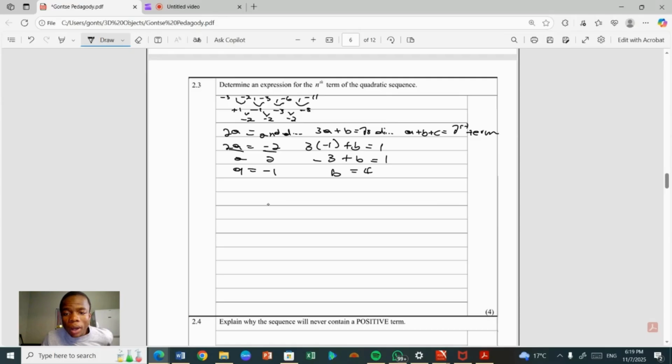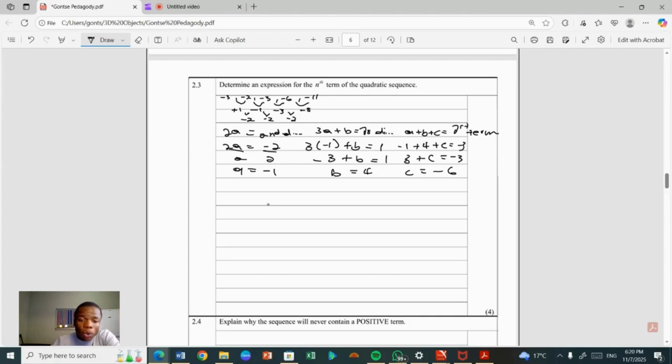Then from here our a is negative 1 plus, what is our b? It's 4. Then plus c is equals to negative 3. Then from here you know that negative 1 plus 4 is 3, right? Then you just have to say 3 plus c is equals to negative 3. Then you transpose. C is equals to negative 3 minus 3, which is negative 6, right?